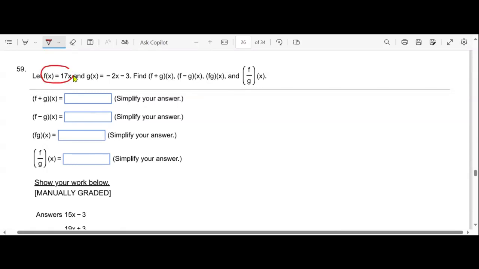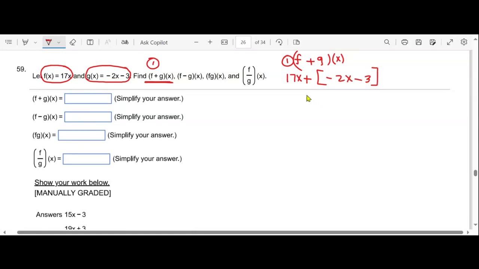Let f of x equals 17x and g of x equals minus 2x minus 3. Find f plus g of x. So that's the first question. You need to add them, right? Add the functions f and g of x. F plus g of x. So we have 17x plus negative 2x minus 3. So that gives you how much? 15x minus 3. Can you write this here?